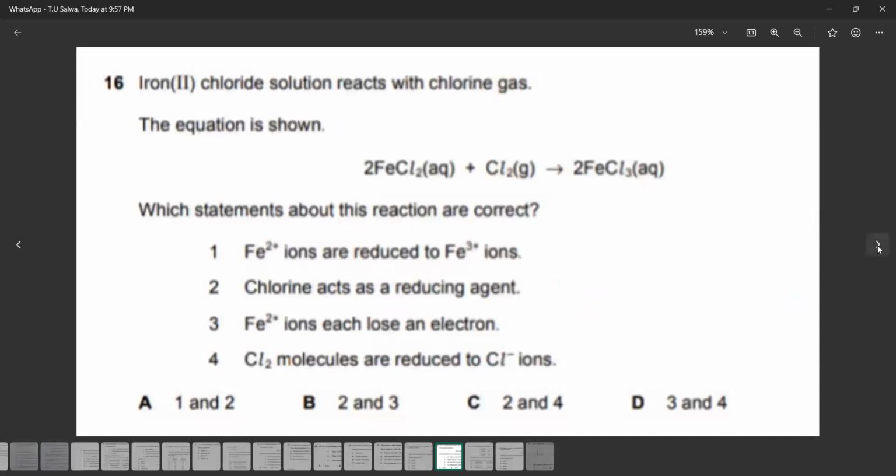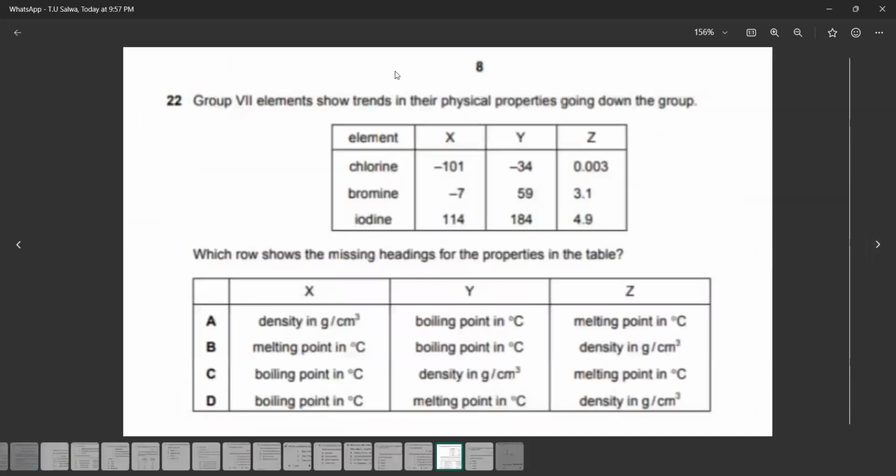This is the same question I discussed earlier. Group 7 elements show a trend in their physical properties: chlorine, bromine, and iodine. Which row shows the missing headings from the properties in the table? First, check the melting point and boiling point. One thing is obvious: first we have a melting point and then a boiling point, and the melting point should be lower than the boiling point.